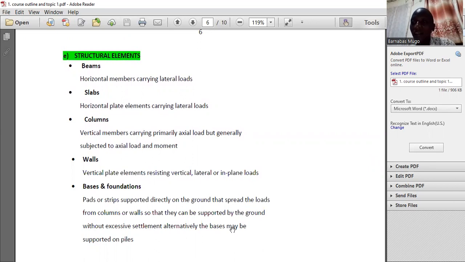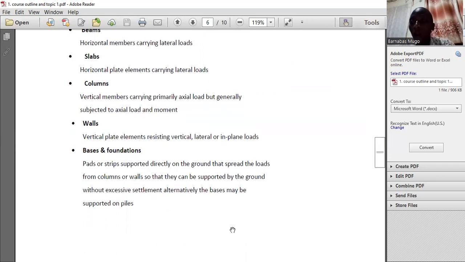Remember, when we were looking at structural mechanics, we looked at the beam, the slab, the column, the walling, and the base of the footing. You need to revise this information so that you can understand the beam, which is a horizontal member that is carrying the lateral loads. You need to know about the slab: the first floor, the second floor, the third floor. Those are the slabs. When we are talking about the floor, it is the slab. So it's a horizontal plate element carrying the lateral load.